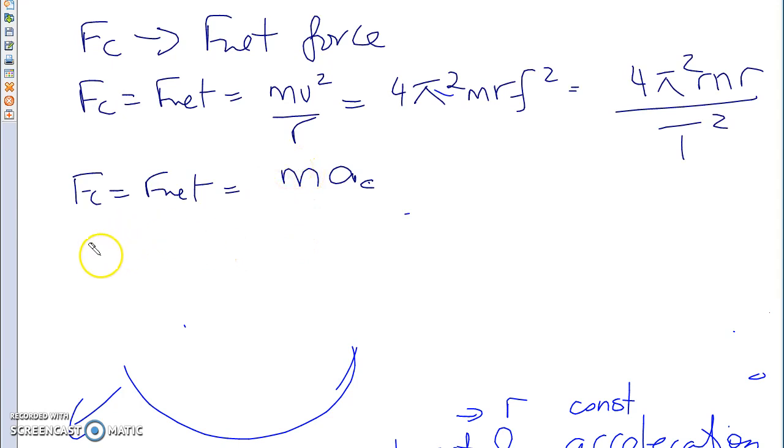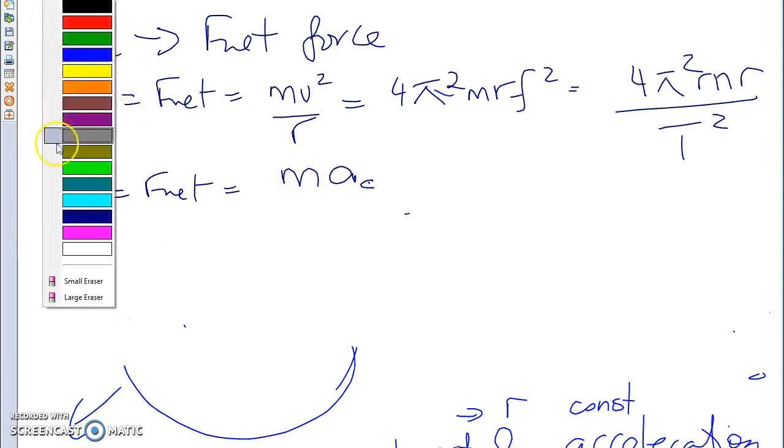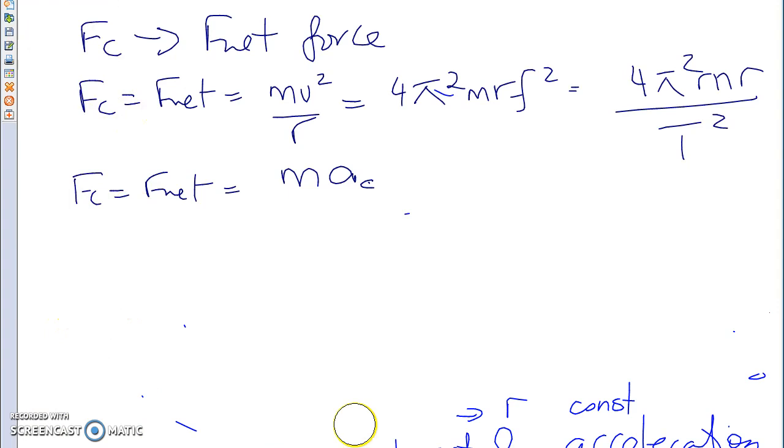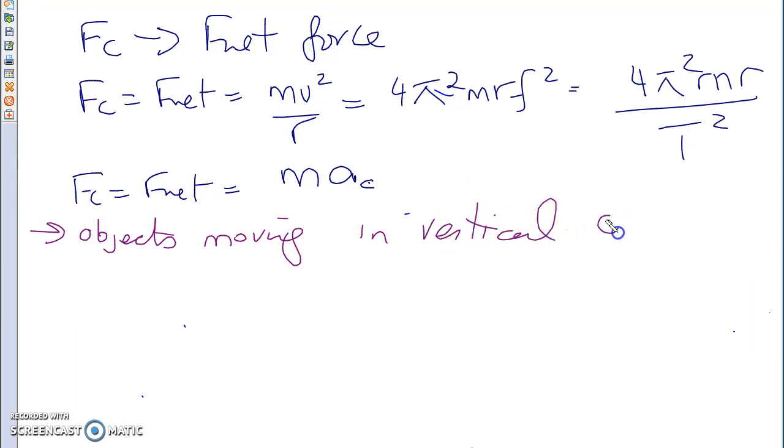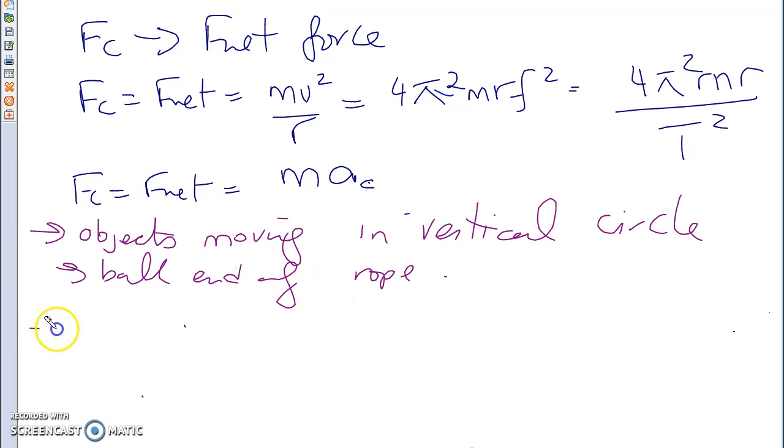Okay, are we good with this? And then we talked about a few different scenarios that we need to talk about for chapter 3. A few things that we need to remember. So objects moving in a vertical circle. So for example, a ball at the end of a rope twirled in a vertical circle, right?